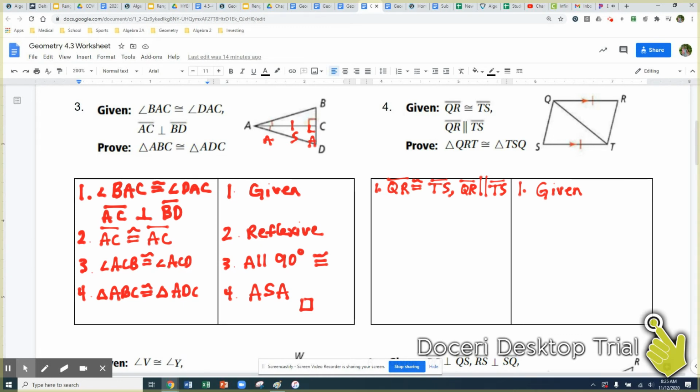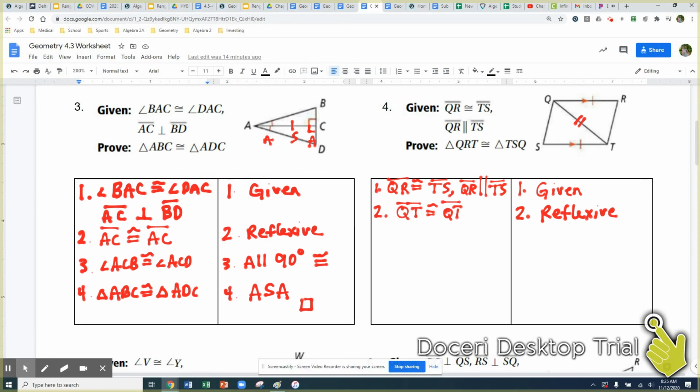So number two now, we're going to look for something we can prove without any markings. So do we see any reflexive or vertical angles up there? We see some reflexive. So which side is shared between the two triangles? QT. So we're going to next move to QT is congruent to QT, and that's going to be reflexive. And heading up to QT, we'll mark it with 2 because we've already got a side marked with 1. So that's going to be our next part.